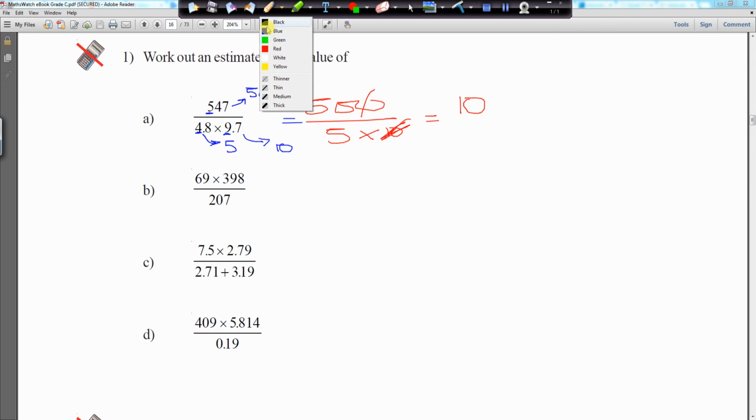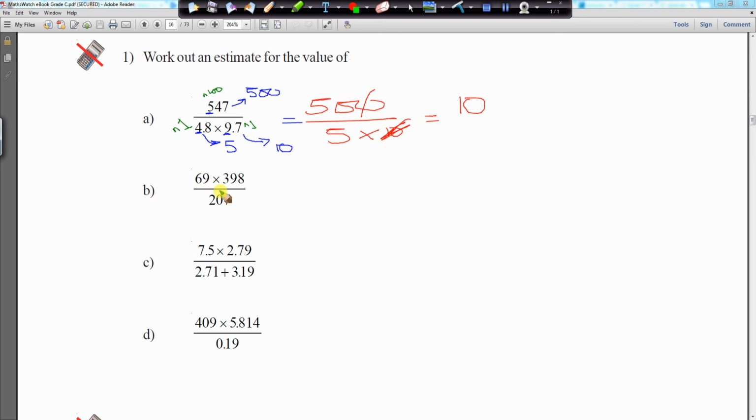So we just quickly go back. We rounded this one to the nearest 100. We rounded this one to the nearest whole number. And we rounded this one to the nearest whole number as well. Nearest 1. Nearest unit. Okay, nearest 1. Okay, give you that.